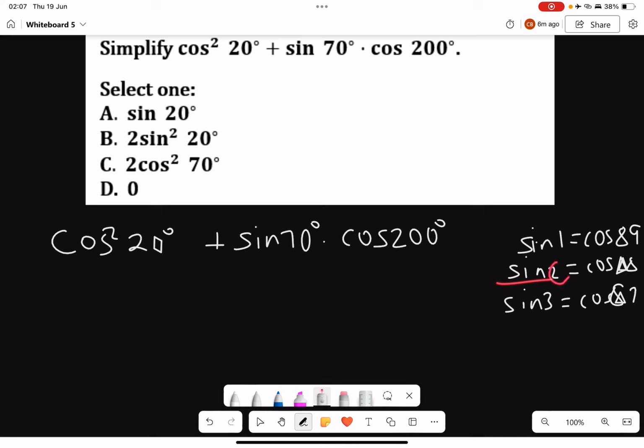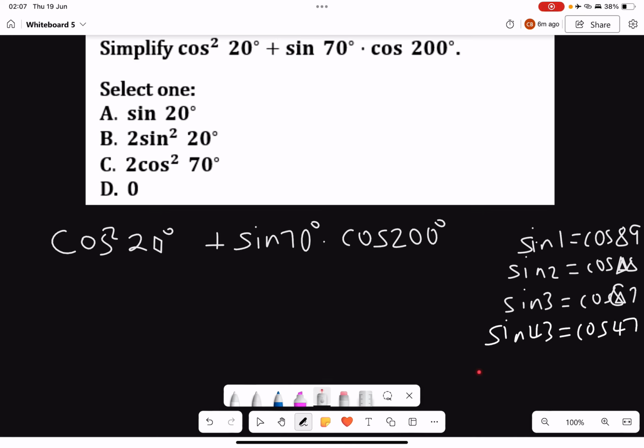So sine 2 would go with cos 88. Sine 3 would go with cos 87. Sine of 43, for example, would go with cos of 47. I'm sure now you get the pattern. As long as the angles add up to 90, the ratios are the same.